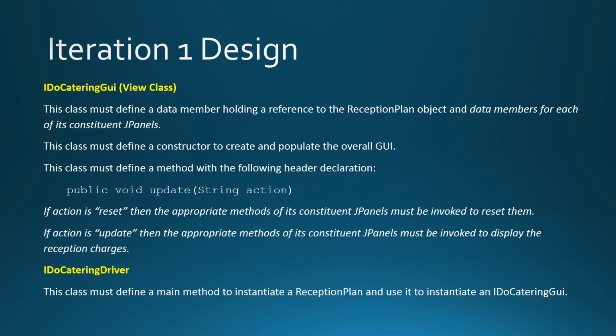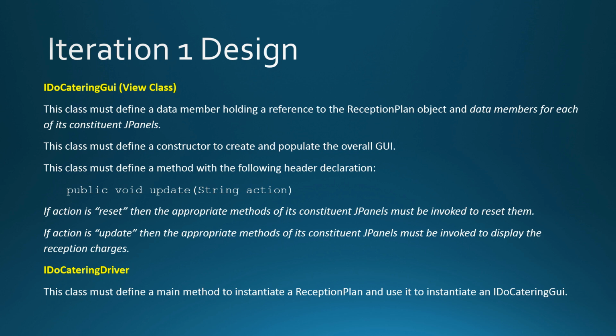We're going to define a constructor that creates and populates the overall GUI, meaning it'll create an instance of the actions panel and populate it, and it's going to define a method. And this is the method that's going to initiate the update of the display. We're going to just define one method called update. And it's going to have a single parameter that's going to tell the GUI class what needs updated. And there are going to be two possibilities.